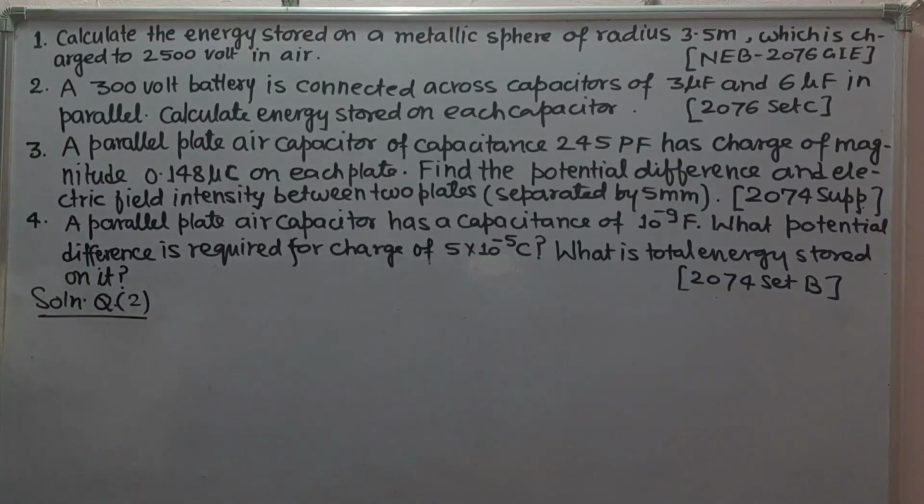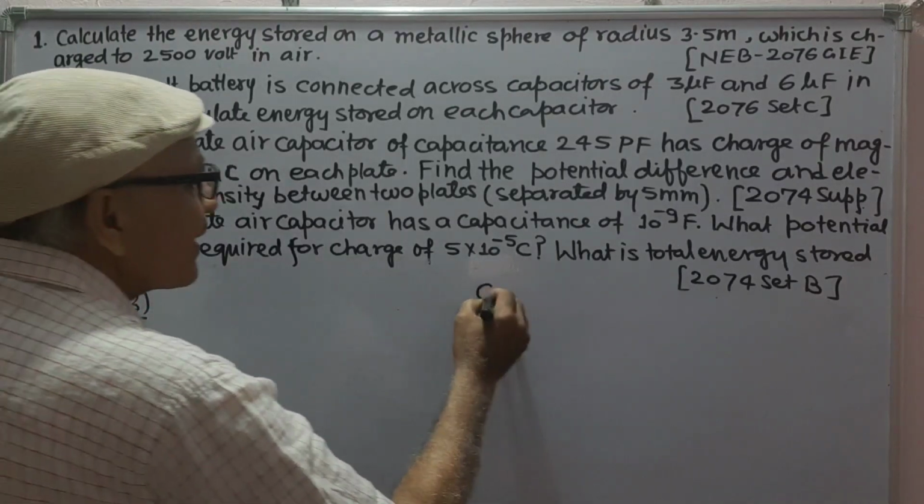Next, question number 3. The question is, a parallel plate air capacitor of capacitance 245 picofarad has charge of magnitude 0.148 microcoulomb on each plate. Find the potential difference and the electric field intensity between two plates separated by 5 millimeter. Here, solution to question number 3, given.